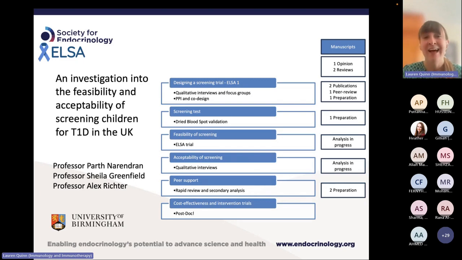Okay, so thinking about my role in the ELSA study: undertaking a clinical research fellowship and undertaking my PhD, and these are all the work packages that I've been involved in. I'm just about to enter my 3rd year, and some of this work was part of my academic fellowship as well.